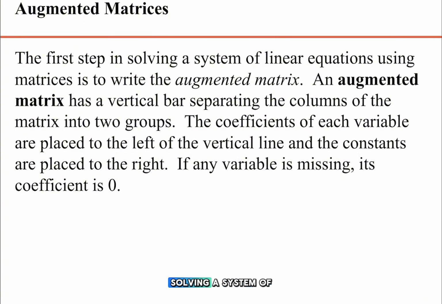The first step in solving a system of linear equations using matrices is to write the augmented matrix. An augmented matrix has a vertical bar separating the columns of the matrix into two groups. The coefficients of each variable are placed to the left of the vertical line, so if you imagine 2x, the coefficient, which is 2, will be placed in the matrix. And when they say the constants are placed to the right, those are what is after the equal sign. If any variable is missing, you need to place a 0 in for that variable.